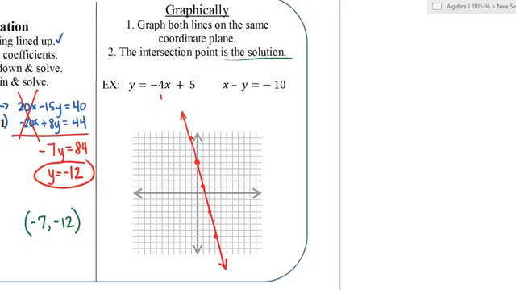Now the second one we actually have to put into slope-intercept form first. So we're going to subtract x from both sides, and we're going to divide by negative 1. Now, you could have found the x-intercept and y-intercept since it's in standard form, personal choice or whatever. But in this case now, we have a y-intercept of 10.